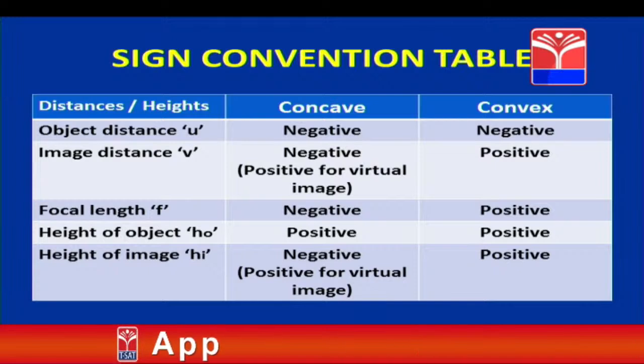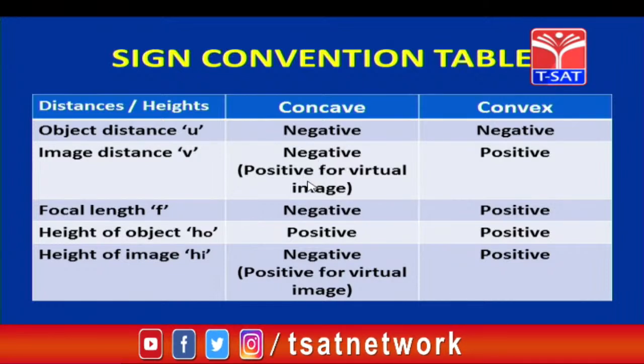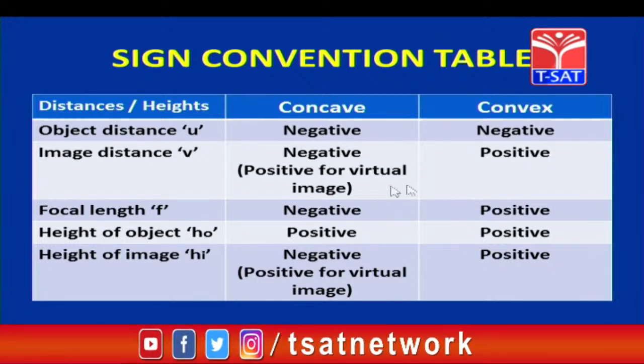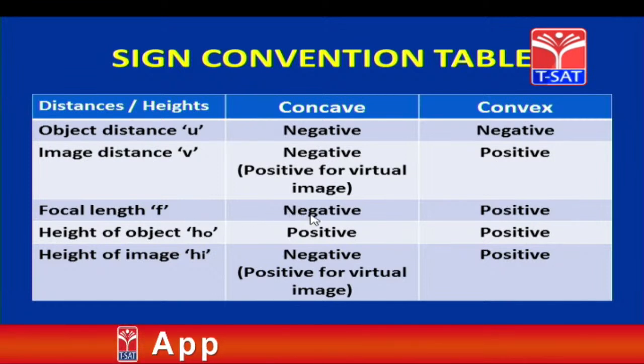In the sign convention table, object distance is negative for both concave and convex mirrors. The image distance is mostly negative for a concave mirror except in the case where you get a virtual image, that is when you keep the object between P and F, only in that case we have the image distance as positive, otherwise in all other cases it is negative. For a convex mirror, image distance is always positive. Focal length is always negative for a concave mirror and always positive for a convex mirror.